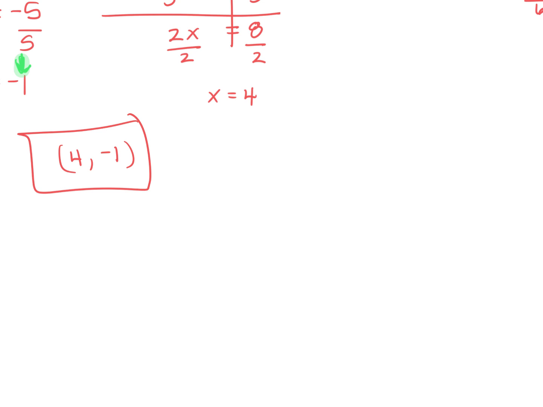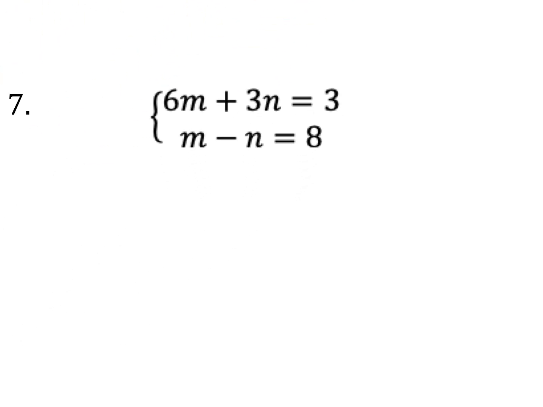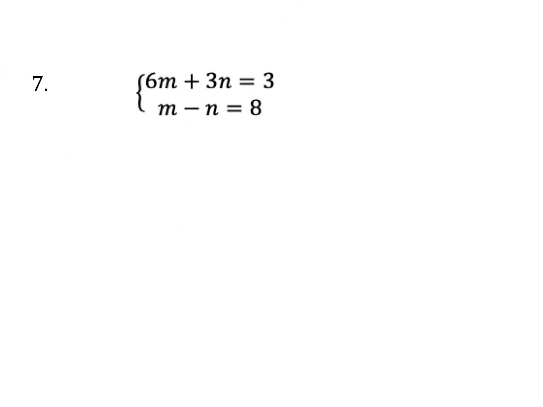Okay, let's look at number 7. 6m plus 3n equals 3. I have m minus n equals 8. When I look, both of my m's are positive, so I could change those to negative, but when I look at my n's, I have a positive 3n and a negative, there's no number, so it's going to be a negative 1. So I have a positive and a negative of the same number, so let's just try to get that 1 to a 3.